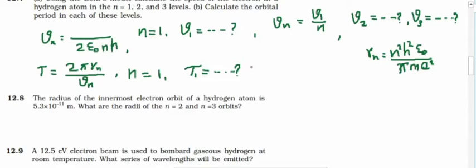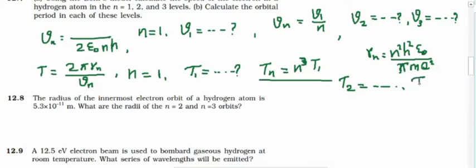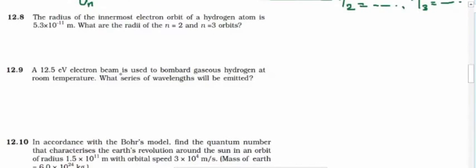Once you get the value of T1, then you can find out what is the relation between Tn and T1. So you will get Tn is equal to n cube T1. So using this relation, you can find the values of T2 and T3. Now, next, question 8.